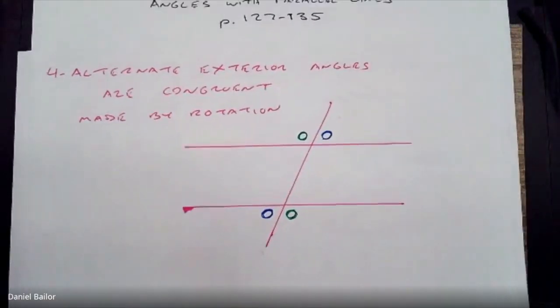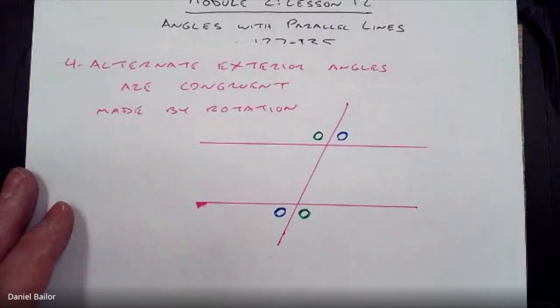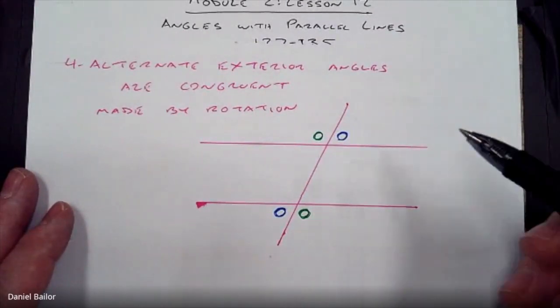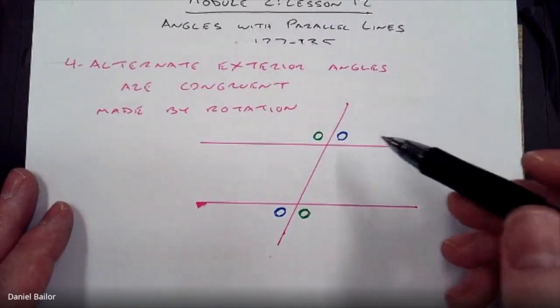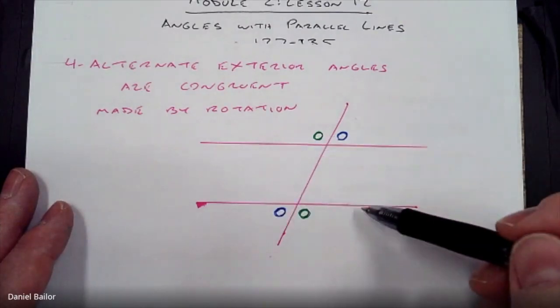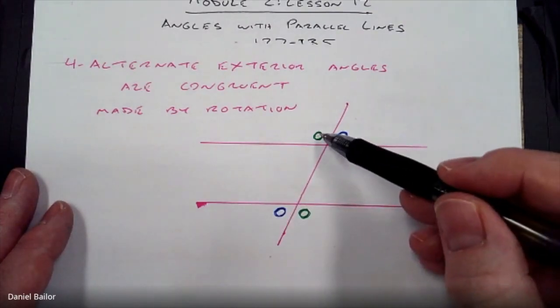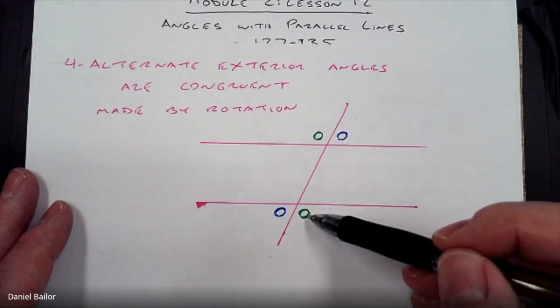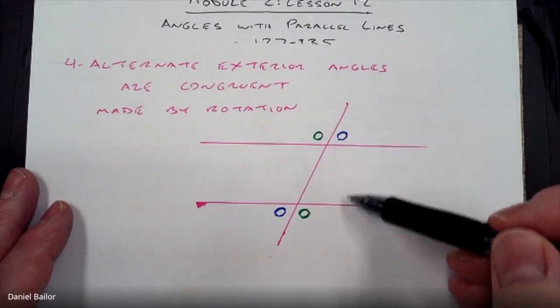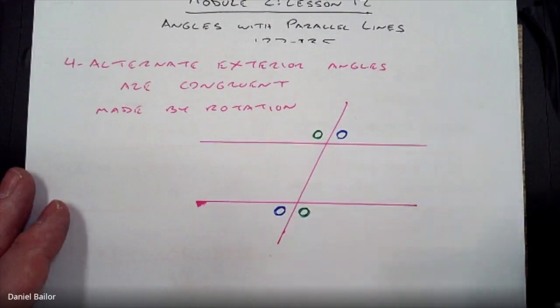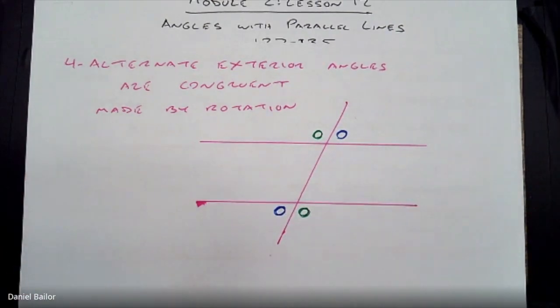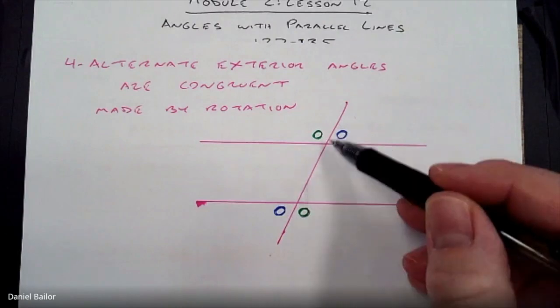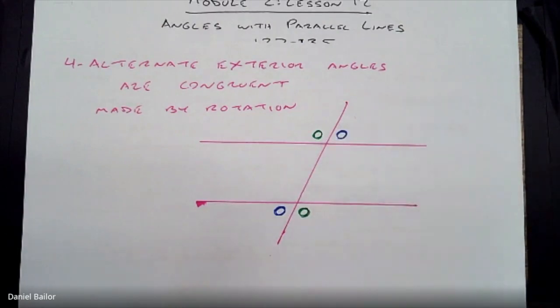Like the alternate interior angles, we have the alternate exterior angles. These are also congruent. You also make them by rotating, except they're on the outside of the parallel lines. So green rotates around to make green, and blue rotates around to make blue. They're made by rotations. They're congruent. They're on the outside, the exterior of the lines. They're alternate exterior angles.